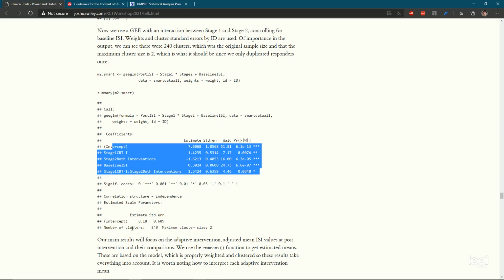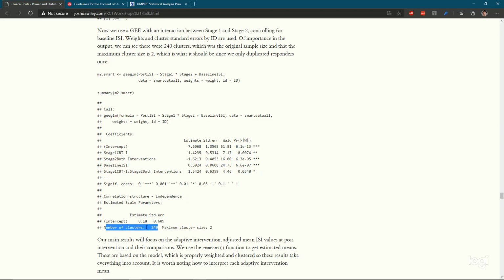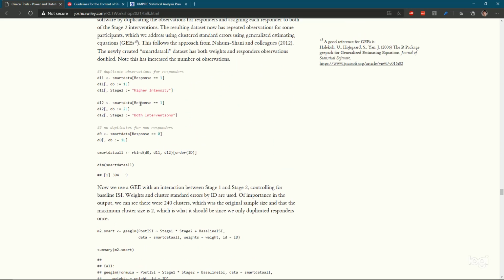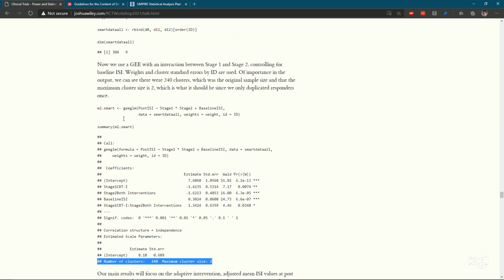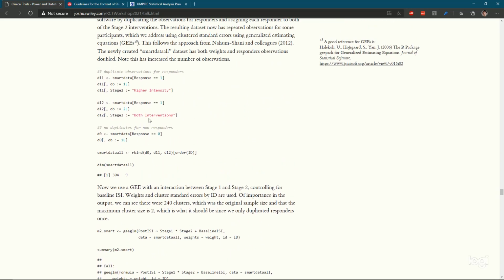The only thing I want to highlight here is that this number of clusters, 240, should be the number of participants. Once we duplicated some participants, there's going to be extra rows in the data set. There's now 304 rows in our data set. But when you run it with the proper clustering, it should tell you there was only 240 clusters. The other thing you'd expect is that the maximum cluster size is 2, and that's because at most we duplicated the data of people who were responders. We never made 3 copies of it, so you should only have at most 2 observations per ID. So this is just sort of a sanity check that this little bit of data management worked correctly.